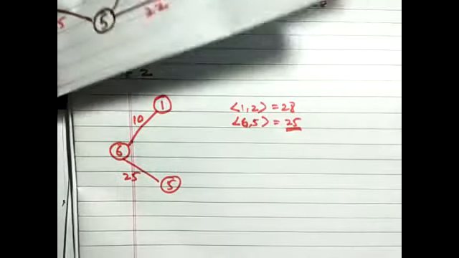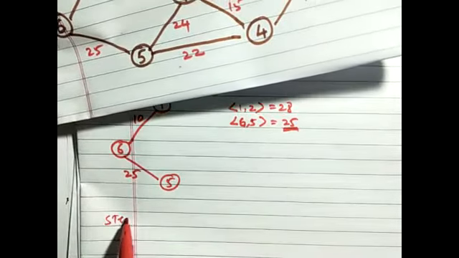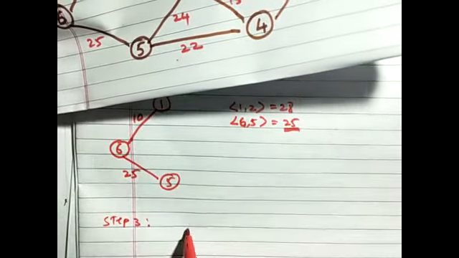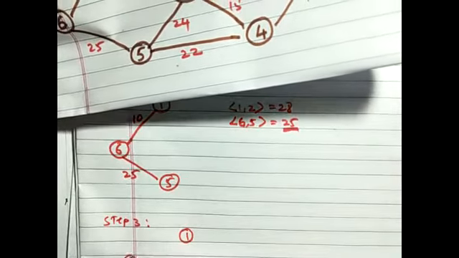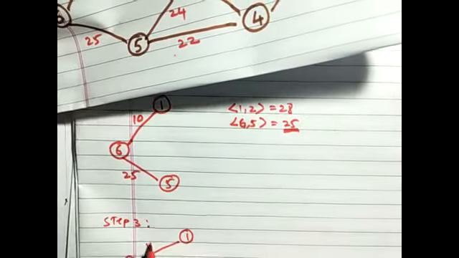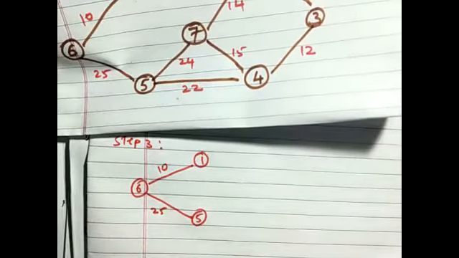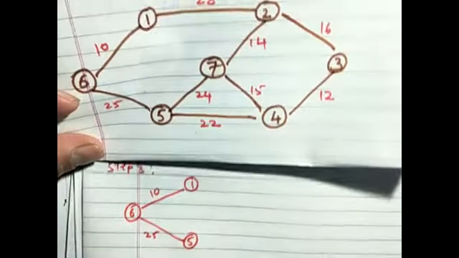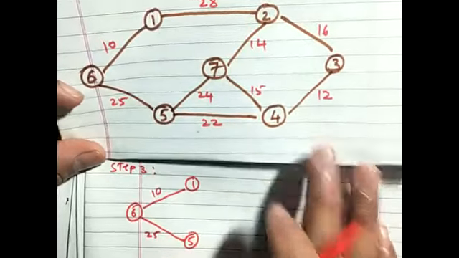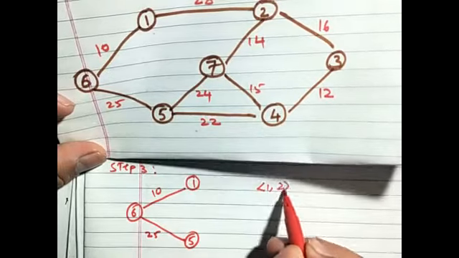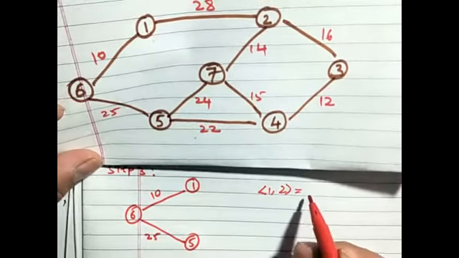Now, the next step, step number 3, let us rewrite whatever we have as part of the previous steps. This vertex 1, vertex 6, vertex 5. The costs between these edges are 10 and 25. Right? Now, from this particular graph and the tree we have derived as of now, you can see that from 1 to 2 I can travel and the cost is going to be 28.